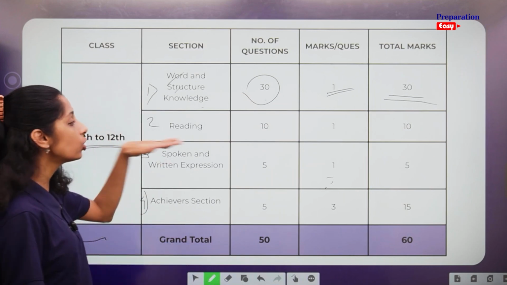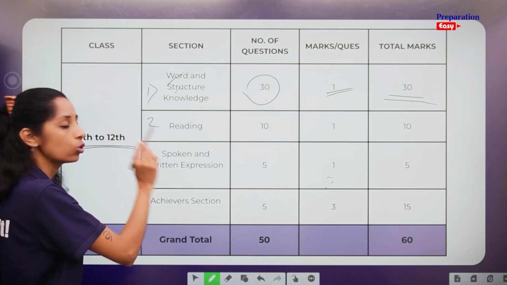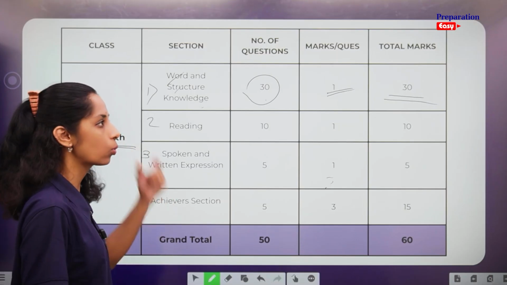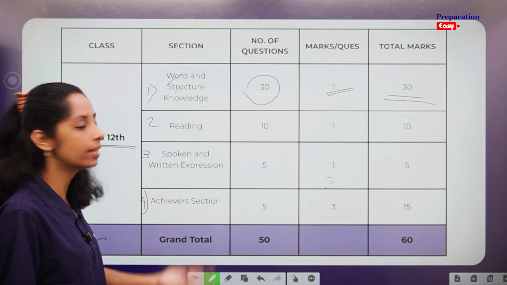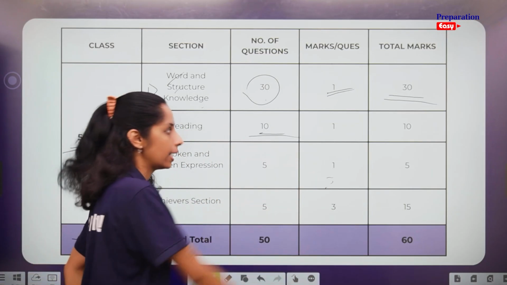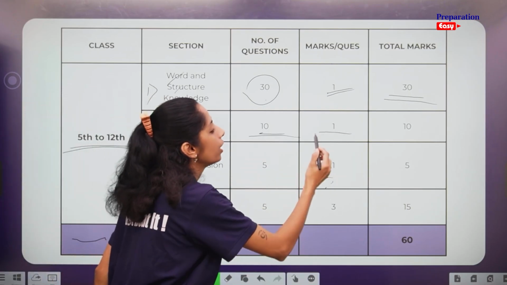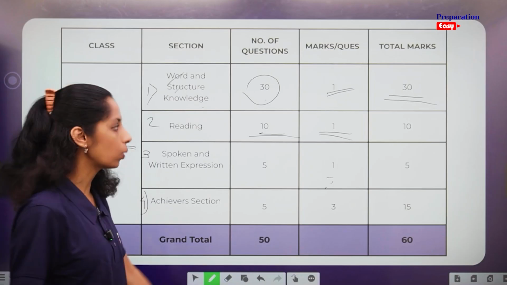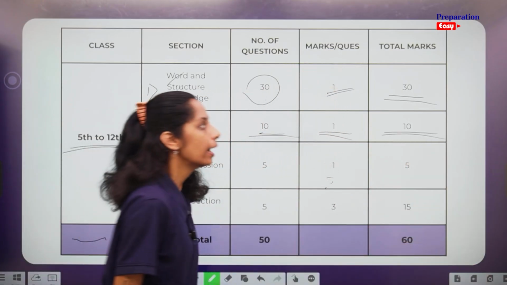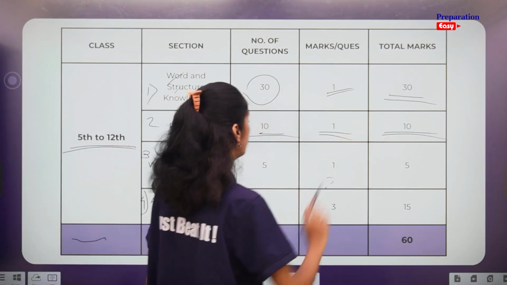In section 2, as I said, reading power. Section 2 is all about reading comprehension, and the number of questions will be 10, with 1 mark for each question. So the total will be 10 marks for section 2. So here, 30 plus 10, 40.